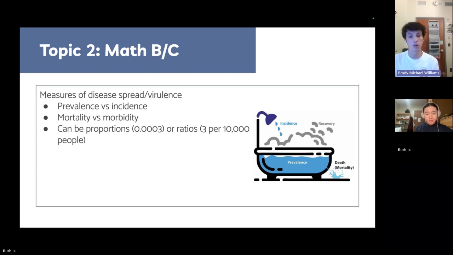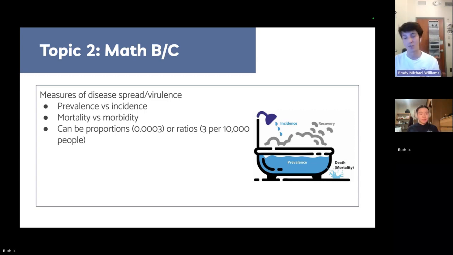So the first thing we're going to look at is the population level of disease, right? So prevalence versus incidence is something that comes up a lot and causes a lot of questions. Prevalence is going to be the number of diseased people in a population over the total population, right? So it is just a snapshot in time of how many people are sick.